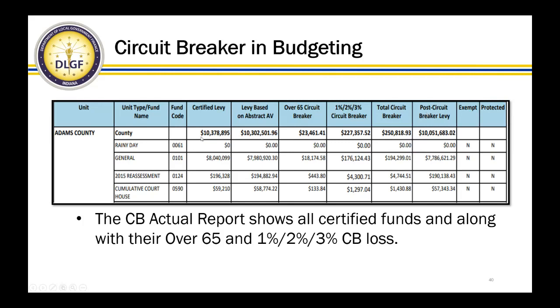post circuit breaker levy. If what we originally certified was the certified levy of $10,378,000, when we factor what we actually billed on and subtract out the amount of circuit breaker that would be lost, we can create a report that looks like this. So at the fund level, how much property tax is expected to be collected? We released this adjusted report. And so in July, we released a report that showed the estimated totals. And then 9 months later, we're releasing a report that shows you each fund that we certified and the amount of circuit breaker loss that would be associated with those specific types of funds.